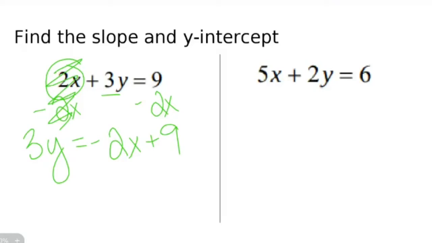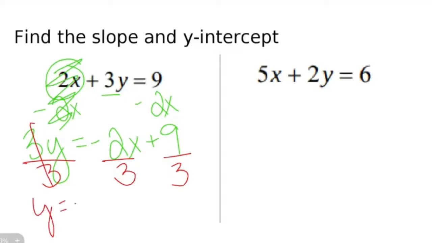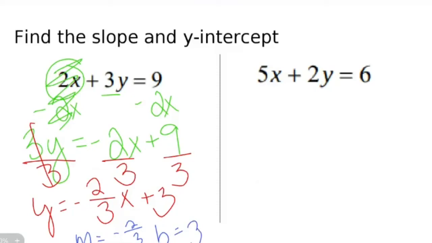Give me 10 minutes. Divide everything by 3. Cross it out. Y equals -2/3 x plus 9 divided by 3 is 3. So what that means is my slope, and I'll write it very small, is going to be -2/3, and my y-intercept is going to be regular 3. Okay?